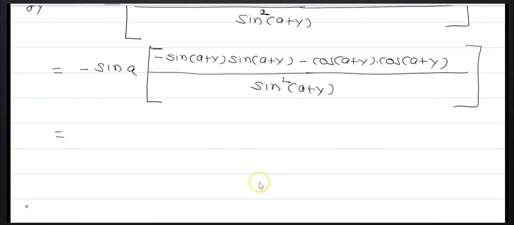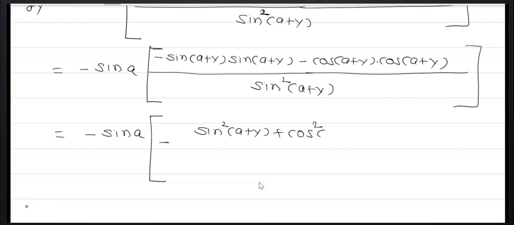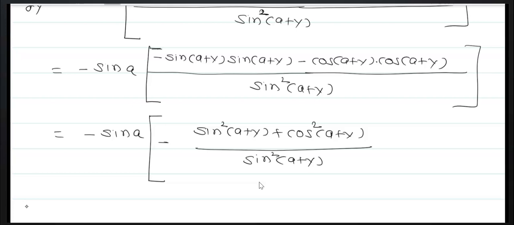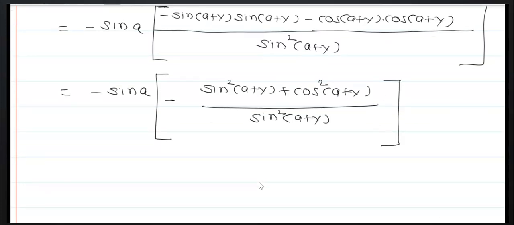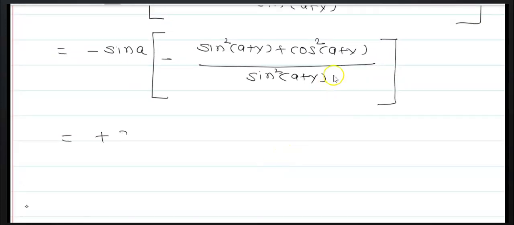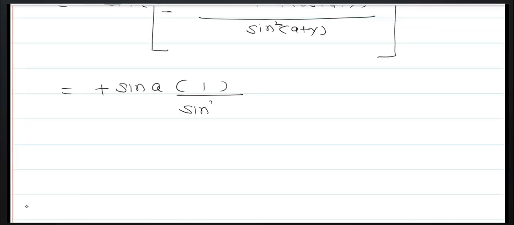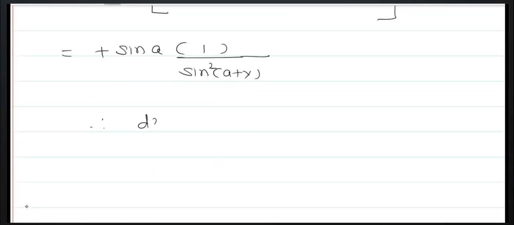Bracket complete. And now this is the expansion of cos of a plus b. We take the minus sign, cos of a minus, that is sin square a plus y plus cos square a plus y. We take the minus sign, then sin square a plus y plus cos square a plus y, that is 1, that is sin a upon, 1 upon sin square a plus y.